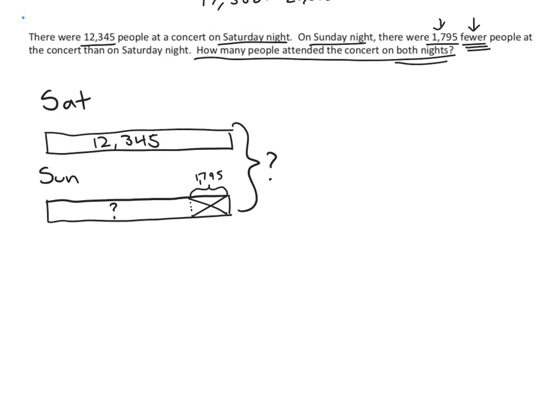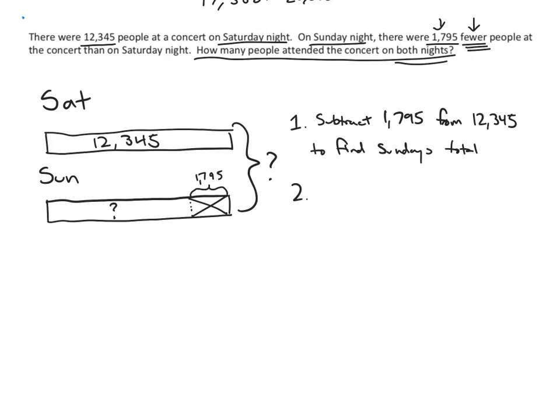So drawing my tape diagram like this helps me figure out what I actually need to do to solve this problem. So it looks like first I need to subtract 1,795 from 12,345 to find Sunday's total. And then once I found Sunday's total, I'm going to add Saturday and Sunday totals together. Okay, so now that I have my two steps, I'm going to go ahead and solve.